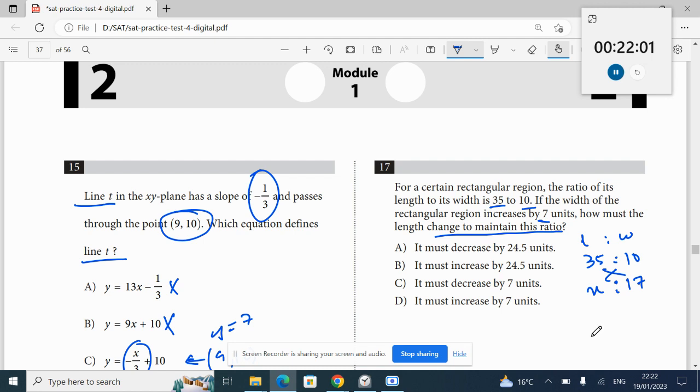So 35 times 17 divided by 10 is going to be 59.5. Okay, I see where this is going. They're asking how much this will decrease or increase, but we have found the value, which means we need to find the change in L. We're just subtracting 35 from 59.5 to get 24.5. So it must increase by 24.5.